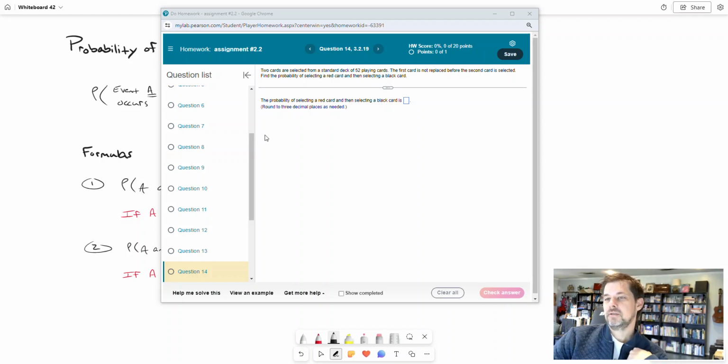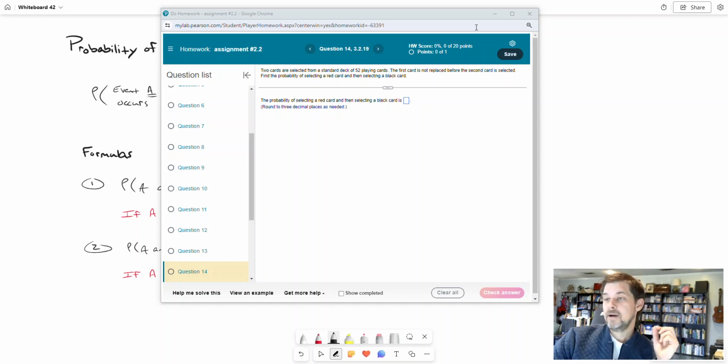So the question is that we're dealing with a standard 52 card playing deck, and the event and the probability in question is of selecting a red card and then selecting a black card, given that the first card that you take out of the deck is not replaced.